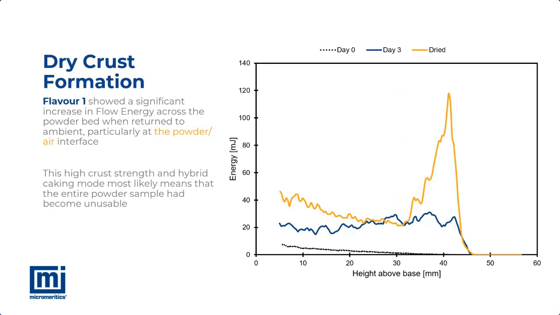Clearly, there has been a change in the caking mode, but the results are probably not what most operators would hope for. Caking has increased throughout the powder bed, with both the surface and subsurface increasing in energy. Prior to the drying, the sample may have been usable as, although there was some caking in evidence, it was mostly fairly weak and homogeneous throughout the sample. After drying though, there is now a strong, thick crust, and the lower levels of the sample have also become less flowable. Most likely then, the entire sample could not be used and would need to be discarded.